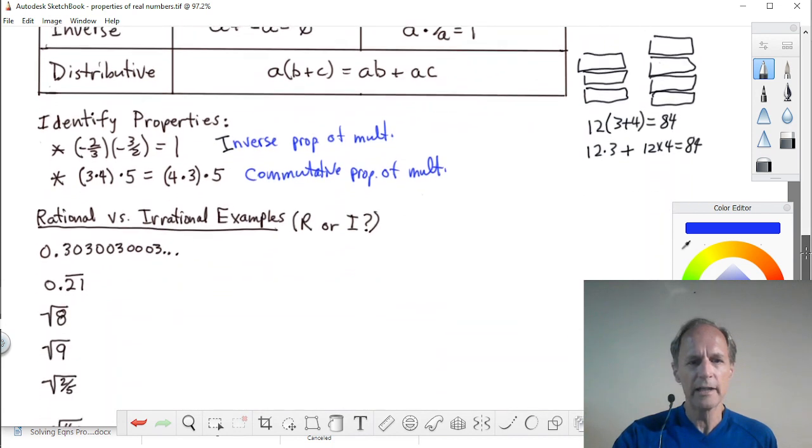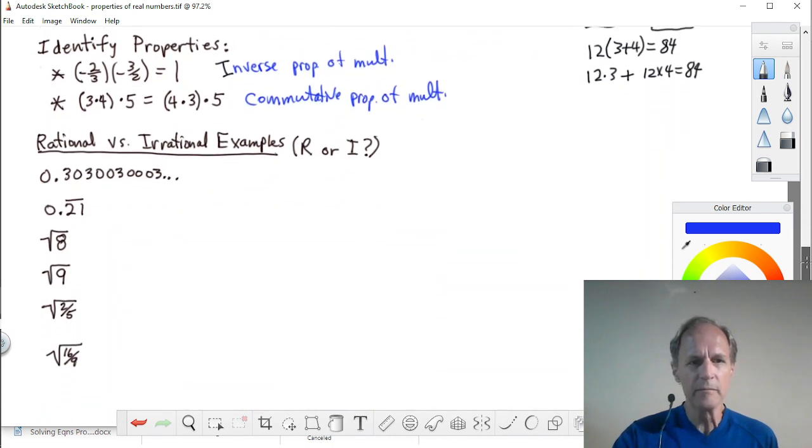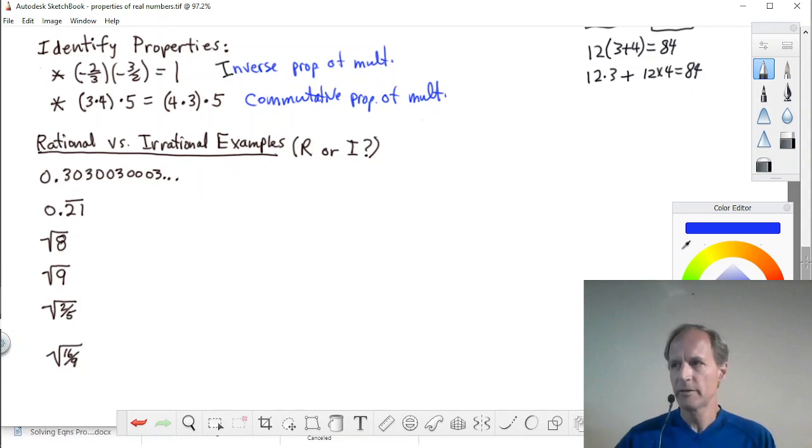So the last thing we're going to look at is just some examples. Tell whether each of these is rational or irrational. So look at this first one. Is that rational or irrational? Okay, there's a pattern here. You say 3, 0, 3, and then 2 zeros and a 3, and then 3 zeros and a 3. Is that a repeating decimal? If it's a repeating decimal, it's rational.